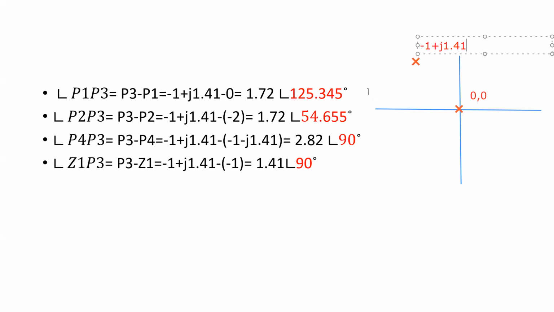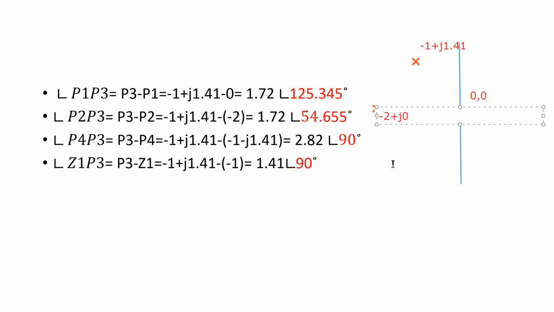Again, what is P2? P2 is here. Okay, P2 is here. What is the coordinate of P2? It is 2, 0. Okay, there is no imaginary part. The coordinate of this P2 is nothing but 2, 0. There is no imaginary part. So now again subtract: -1 plus j 1.41 minus 2, this is -2.